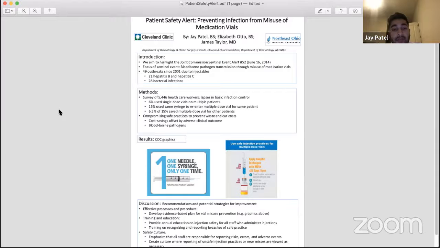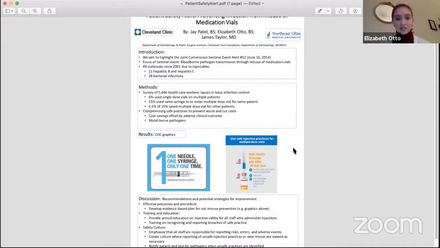6% of these respondents use single dose vials on multiple patients. 15% actually use the same syringe to re-enter multiple dose vials for the same patient. And then 6.5% of these 15% save multiple dose vials for multiple other patients. We think that reducing waste and cutting costs were likely to be leading reasons for compromising safe control practices. As a result of this Sentinel event, the CDC released the two graphics that you see on this poster.